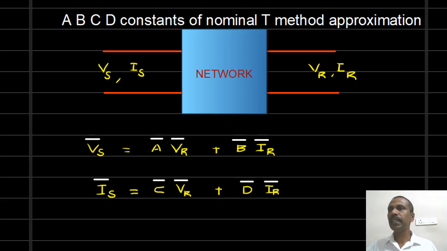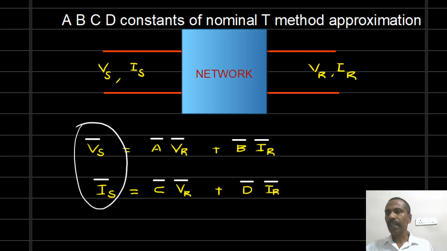Hi students, in this class we are going to study the ABCD constants of nominal T network of transmission lines. This is a two-port network. This is the sending end port. This is the receiving end port. We can write the sending end voltage and the sending end current in terms of the receiving end voltage and the receiving end current.